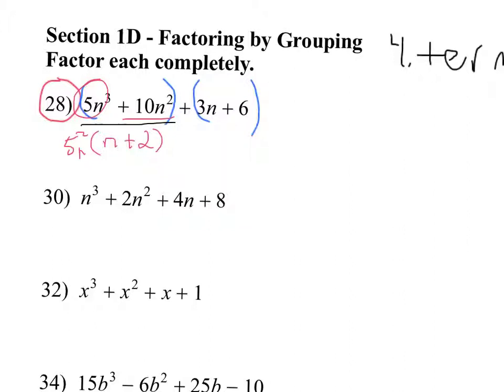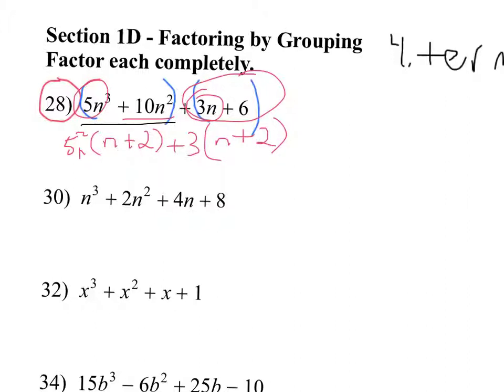Now, we're going to continue on here, and we're going to look at this second group of terms. And I can factor a common factor out of those as well. I can take a 3 out. Can't take a variable out because there's no variable on the 6. So we're going to take out a positive 3, and figure out what's left. If I take 3 out of 3n, 3 times what is 3n? Well, that'll be n. And if I take 3 out of 6, or in other words, I divide the 6 by the 3, or 3 times what is equal to 6, that's going to be plus 2.